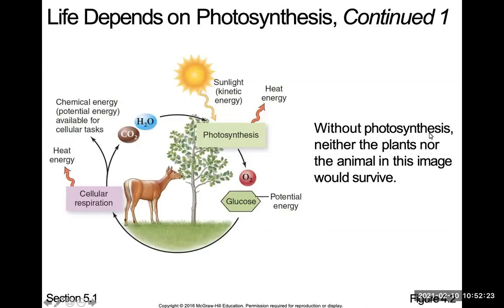So without photosynthesis, neither the plants nor the animals in this image would survive. So plants do photosynthesis. They take sunlight, they convert it into food, glucose here. And then these animals came around and started eating the plants. And that's how they get their energy.